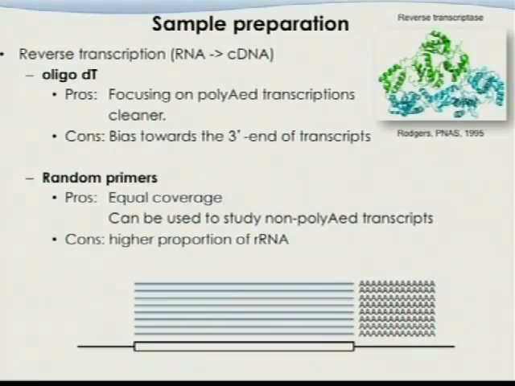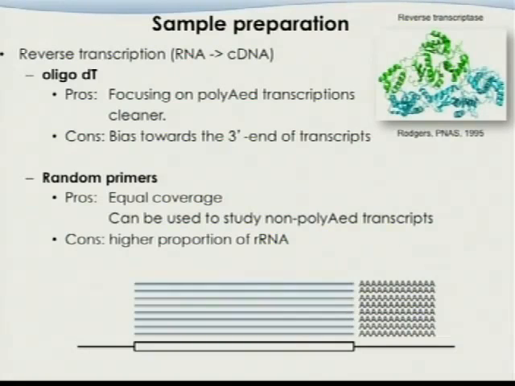So another solution is, instead of using oligo-dT, you can use a random primer. The good thing is that there's no 3' bias. Everything is uniform, at least hopefully, and it can be used to study non-poly A transcripts as well.